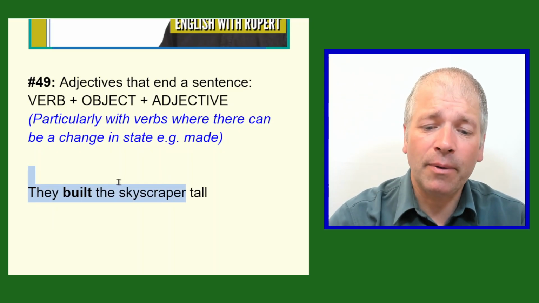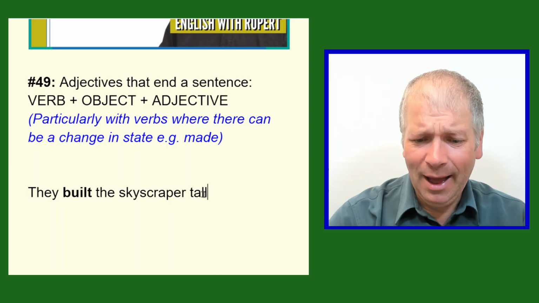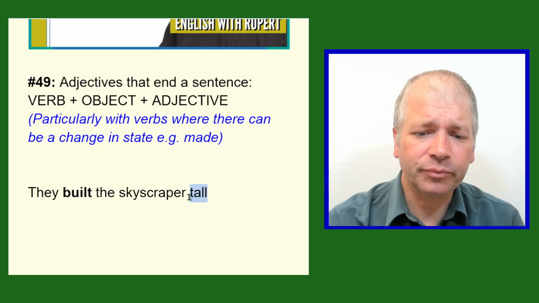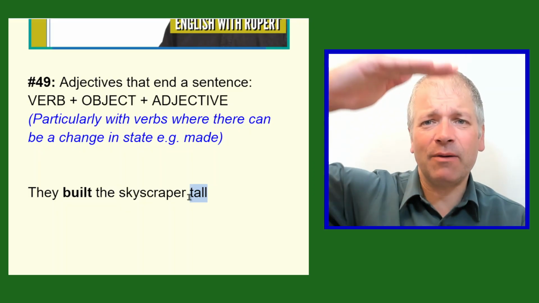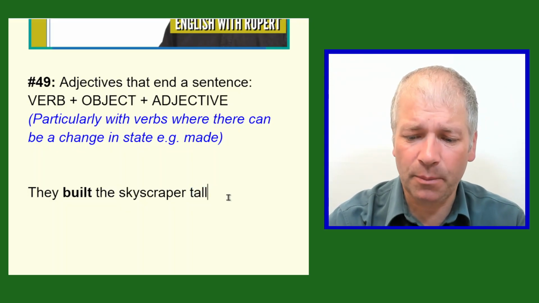The skyscraper is what they built, so that's affected by the verb. And tall is an adjective telling us how they built it. They built it to be very, very tall, very high off the ground. Here's another example.